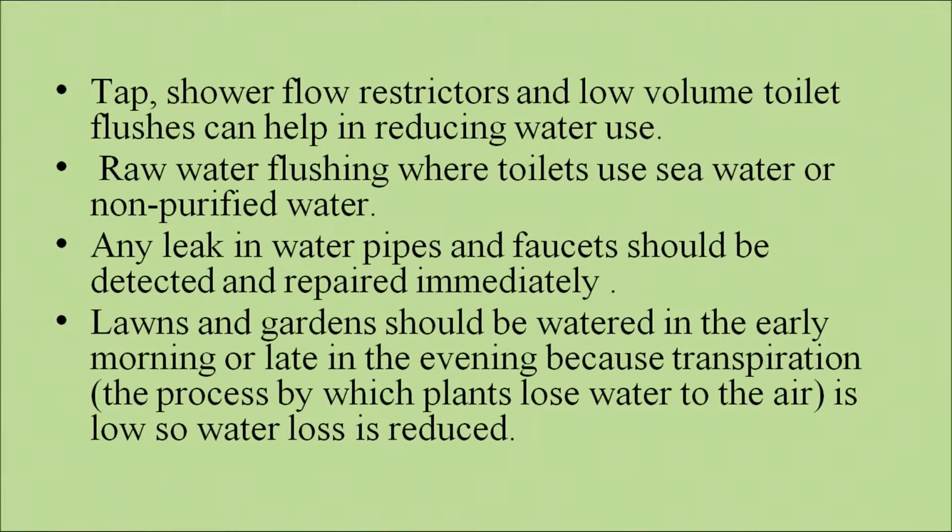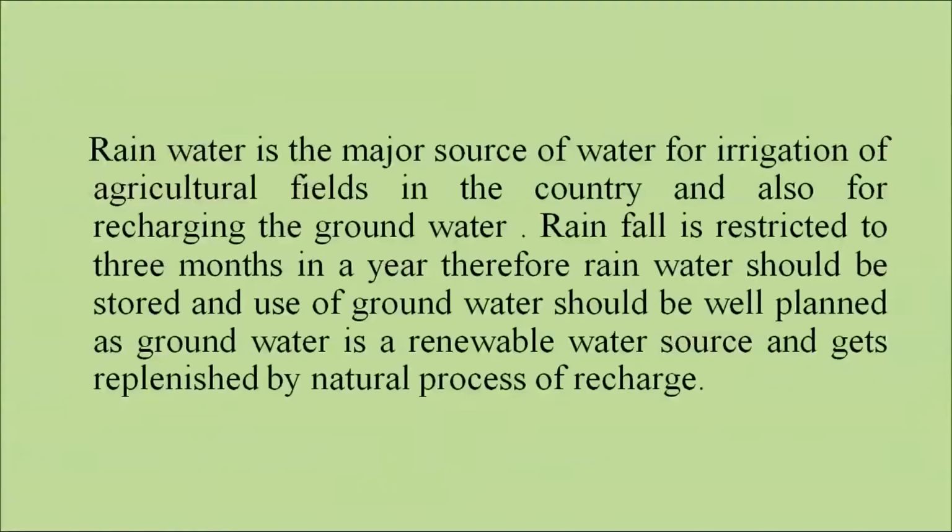Lawns and gardens should be watered in early morning or late evening to prevent excessive transpiration and water loss. Rainwater is a major source of water for irrigation of agricultural fields in the country and also for recharging the groundwater. Rainfall is restricted to 3 months in a year. Therefore, rainwater should be stored and use of groundwater should be well planned, as groundwater is a renewable water source and gets replenished by natural processes of recharge.